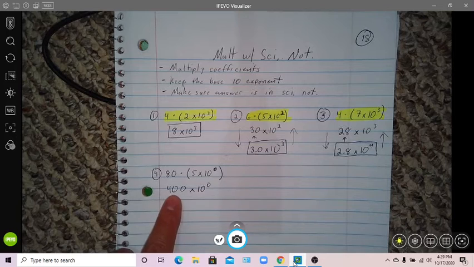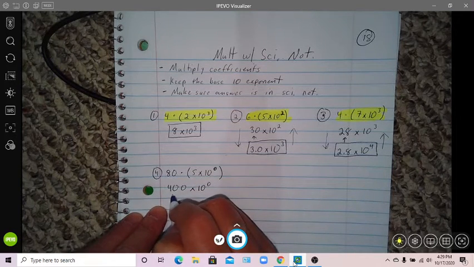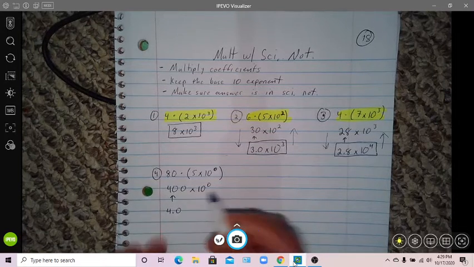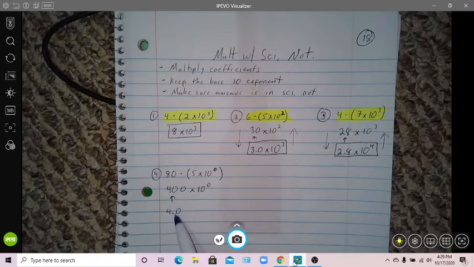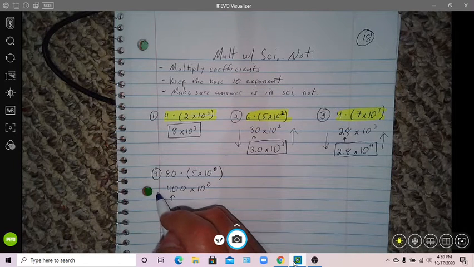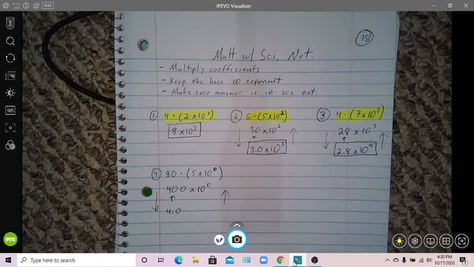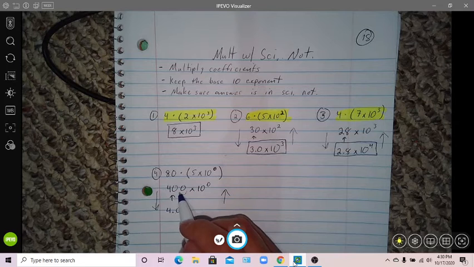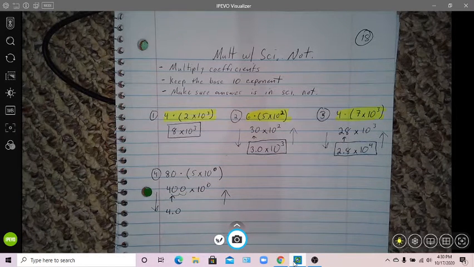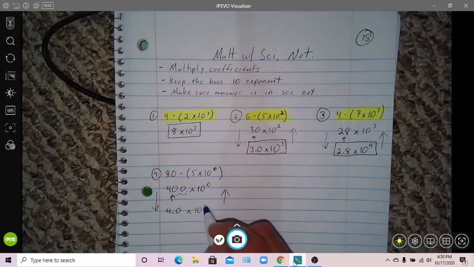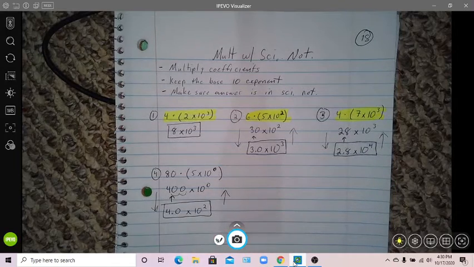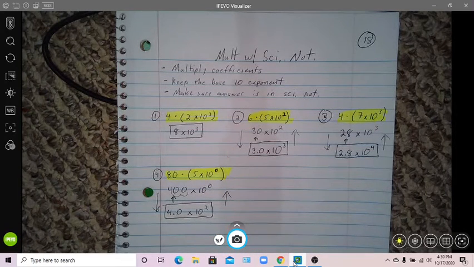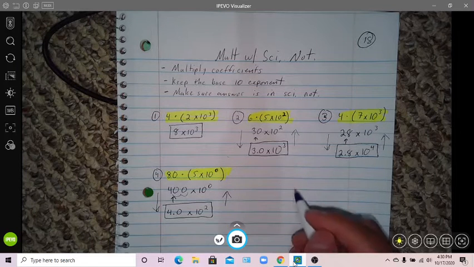Again, not scientific notation. I need that 400 to be a number between 1 and 10. So I'm going to put the decimal between that 4 and the 0. I'm going to change it to a 4. So you can put 4 or 4.0, it doesn't matter. So I went from 400 to a 4. This became smaller, so this has to become bigger. And notice, from 400 to 4, I had to move the decimal two places, so this has to become bigger by 2. Times 10 squared. This was the original problem. All right, number 5, you have this.